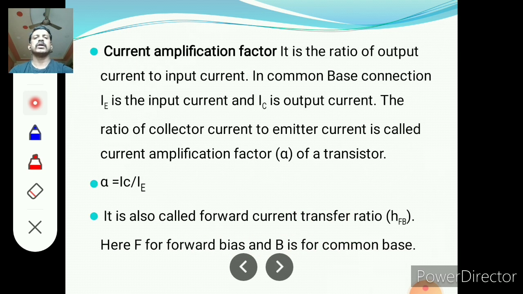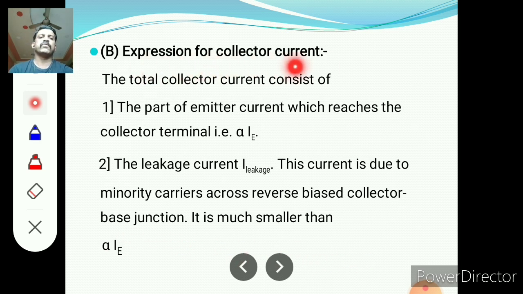Current amplification factor. It is the ratio of output current to input current. In common base configuration, IE is the input current and IC is the output current. The ratio of collector current to emitter current is called the current amplification factor, alpha, of a transistor, that is alpha equals IC upon IE. It is also called the forward current transfer ratio, that is alpha FB, where F is forward and B is the common base.